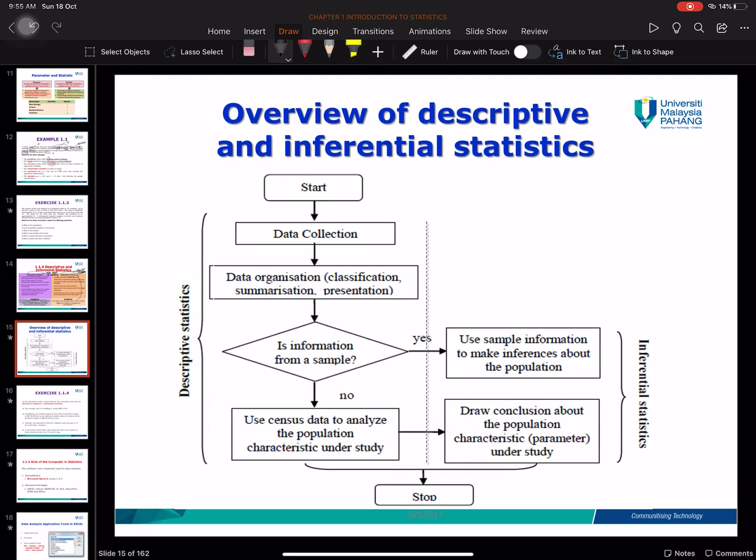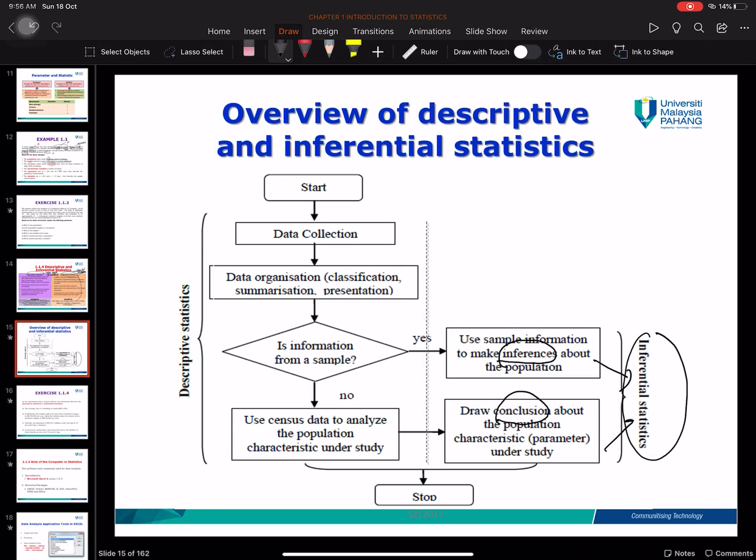So this is what we call the overview of descriptive and inferential statistics. We start with data collection and organization. Is the information from a sample? If yes, use the sample information to make inference about the population, and draw conclusions about the population characteristic. So the word inference here is why we have inferential. Inferential is when we make a conclusion or inference about the population.